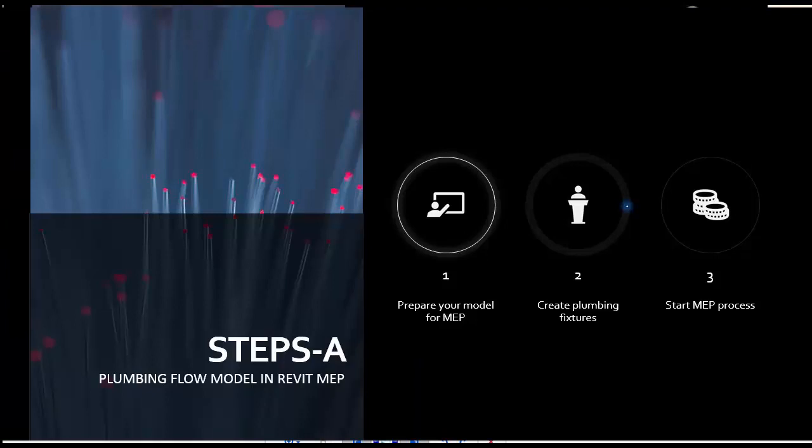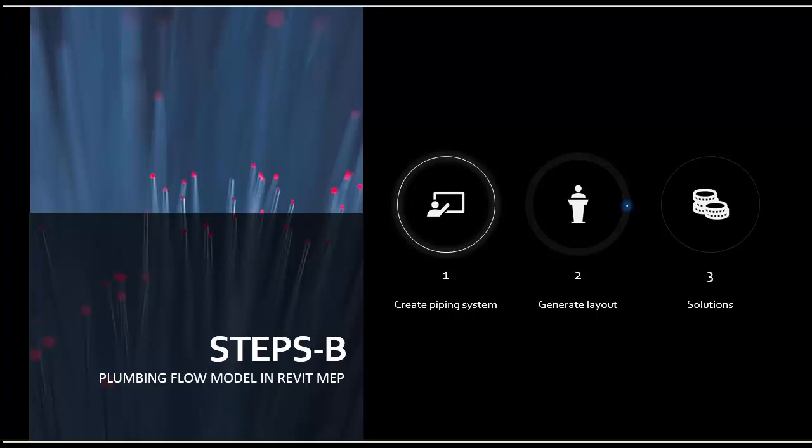An overview of the different steps. I break this down into 3 general steps. The first step is to roughly prepare your model for plumbing. So this step is really a preparation stage. Prepare your model for MEP. Then we're going to create plumbing fixtures. Then we start the MEP process. In step B, we create a very rough plumbing system. So we create the piping system, and then we generate layouts, and then we create a solution. Use the built-in artificial intelligence from Revit to create the solutions.